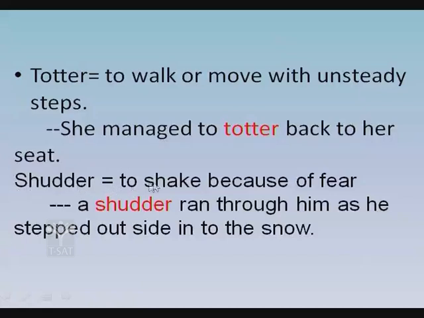Shudder, to shake because of fear. When you are frightened of something, you automatically, without your conscious effort, your whole body keeps shaking and shivering. A shudder ran through him as he stepped out into the snow.